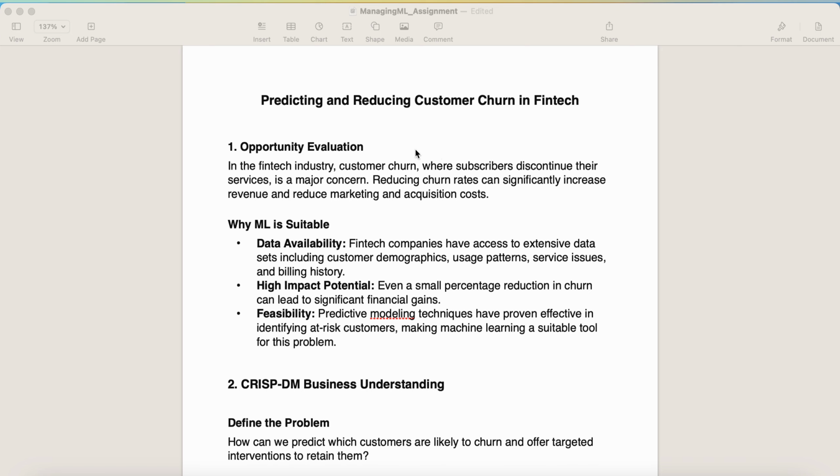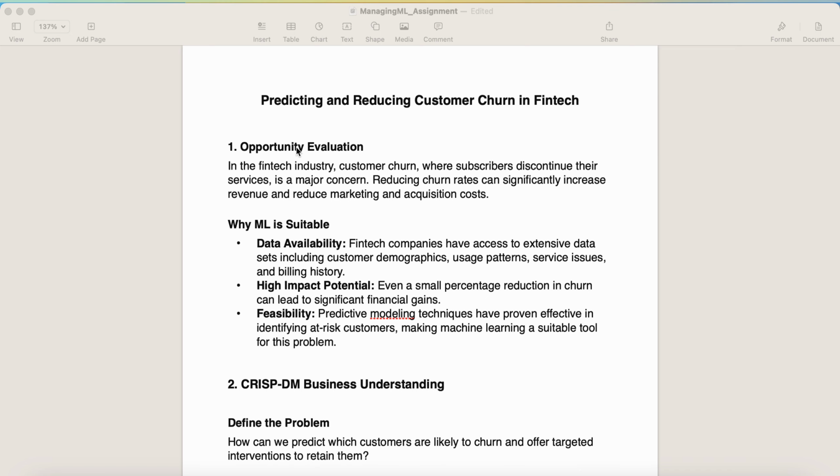So my project topic is predicting and reducing customer churn in fintech. I belong to the fintech industry, so that's what I've chosen to present for today. What I would like to do is build an ML model that can predict and subsequently reduce the amount of customer churn that happens.